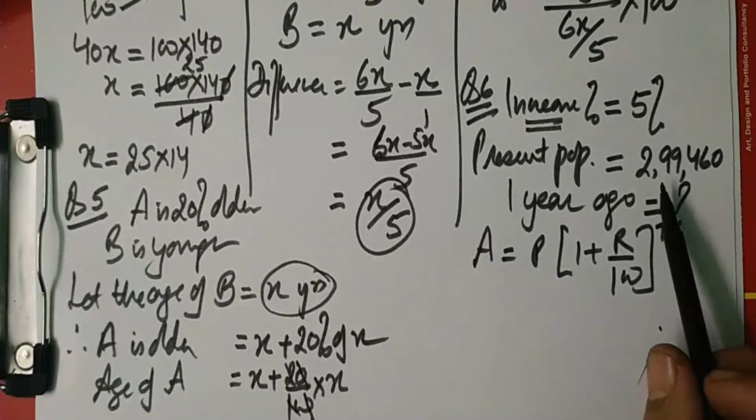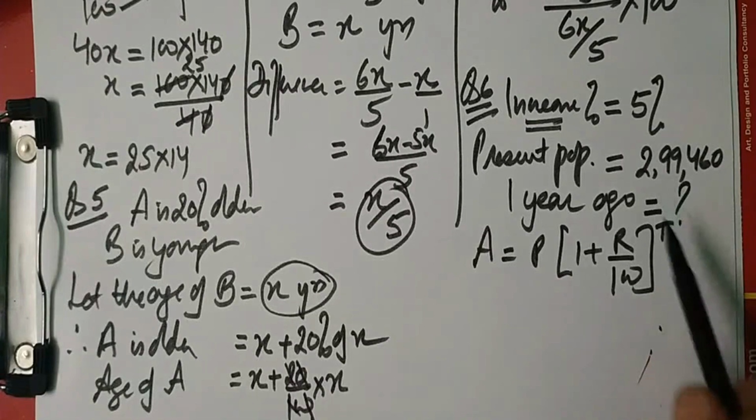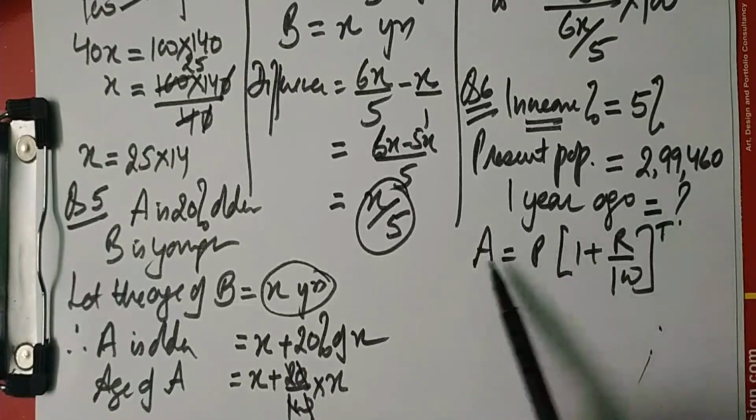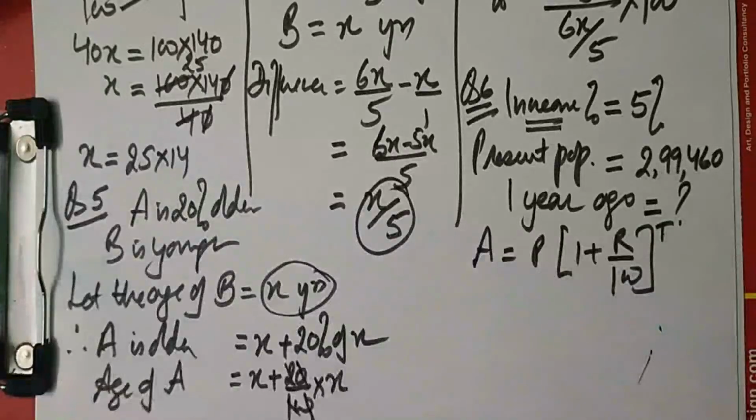If today the population is 2,99,000, will you call it amount or will you call it principal? Remember, we discussed that population questions do not have principal or amount written in them. So you have to decide whether it will be amount or principal. So in this question, what will 2,99,000 be? Will it be principal?